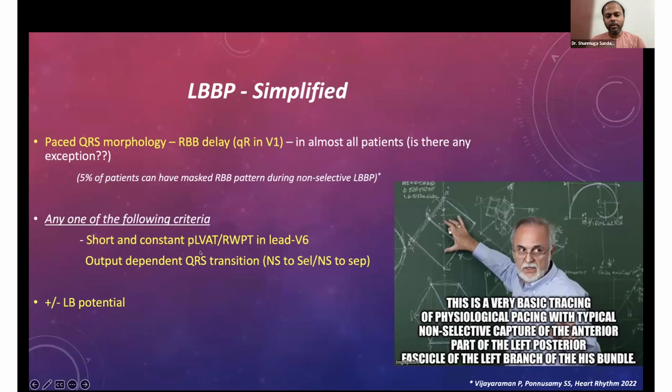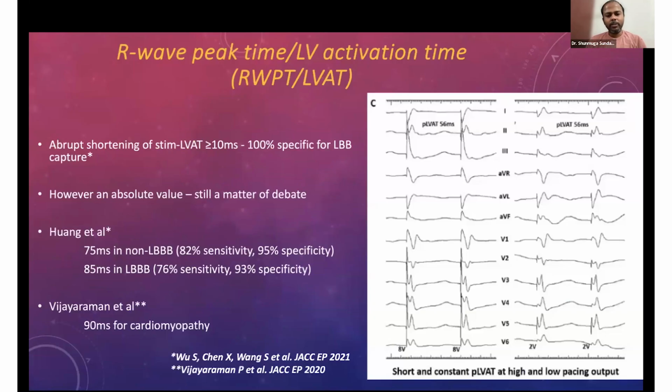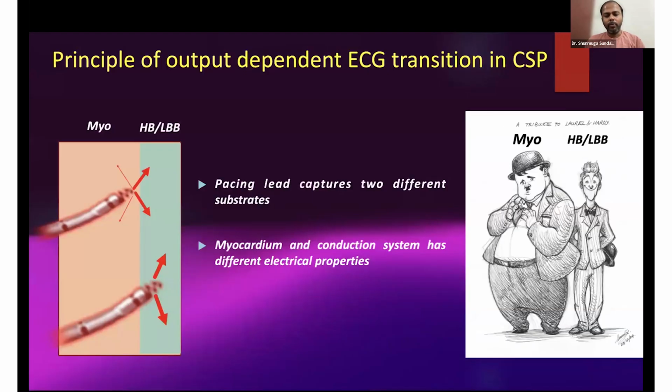This can be a short and constant LVAT, which we always measure in V6, or an output-dependent transition in QRS morphology. A short and constant LVAT is probably the quick way of confirming the capture. Remember, there is no absolute number which will guarantee that it is left bundle capture and not LV septal capture. You should have a short and constant number, both at high and low output.